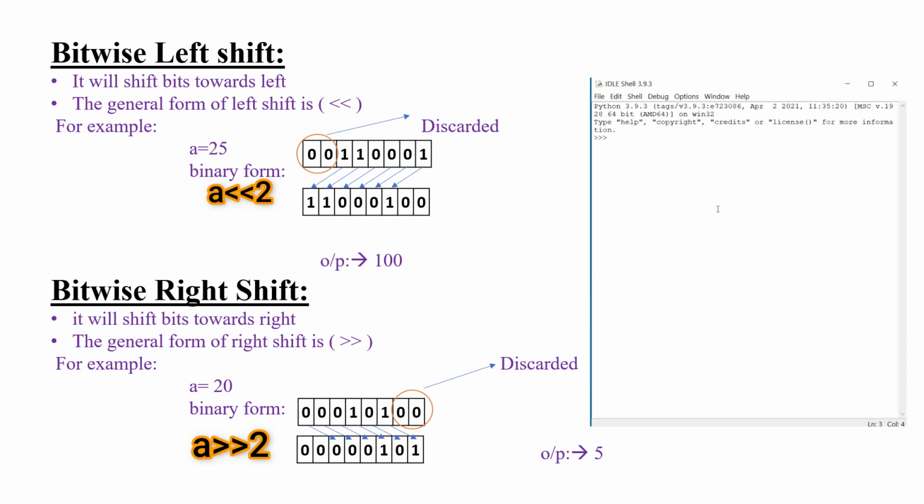Here we are shifting 2 bits, so at the end of right side 2 bits will be discarded and remaining bits will fill from right to left, and we have 2 empty spaces at the end of left side. Fill them with zeros. This is the binary form of number 5, so we'll get the output as 5. This is about bitwise operators in Python.